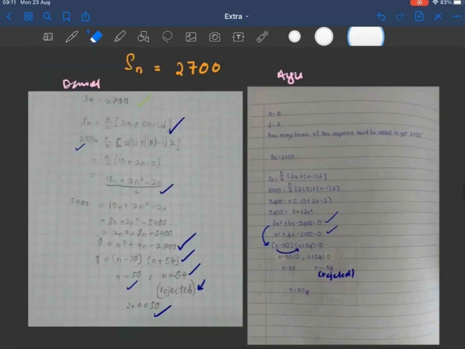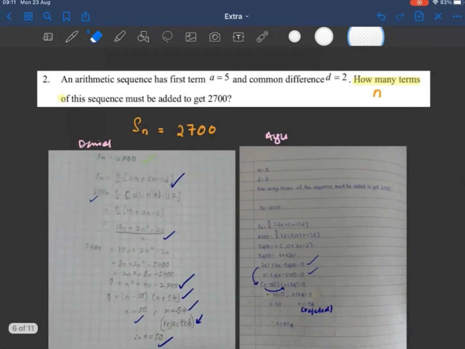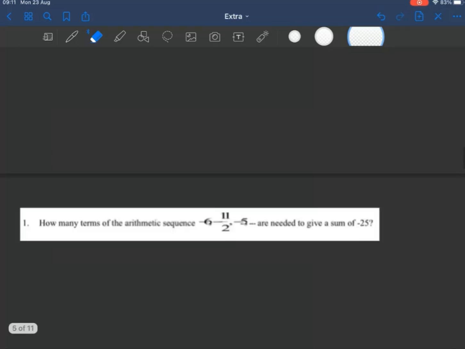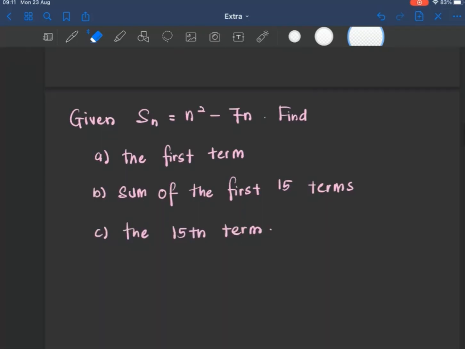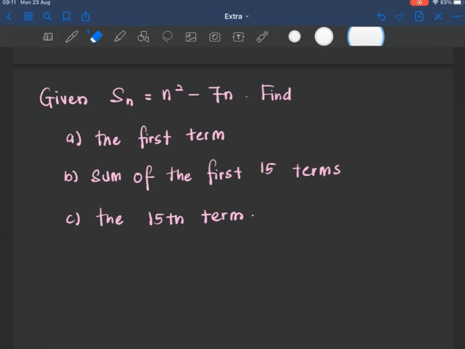Okay, so this one is simple. A simple question, actually the same as the question in the lecture video. Okay, I want to show this question now. Given Sn equals n square minus 7n, find the first term, the sum of the first 15 terms and the 15th term. Okay, you can copy the question first.